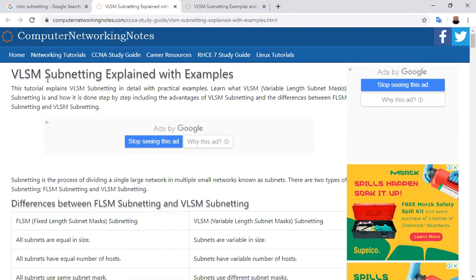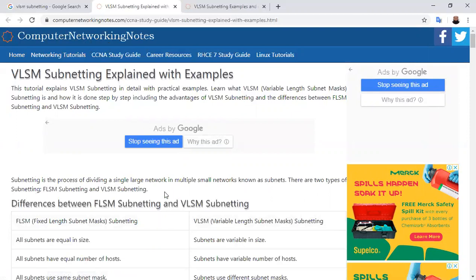Okay, by the way, I am showing this lecture directly from the internet. The Computer Networking Notes group made this page or site, and I'm just showing from there.